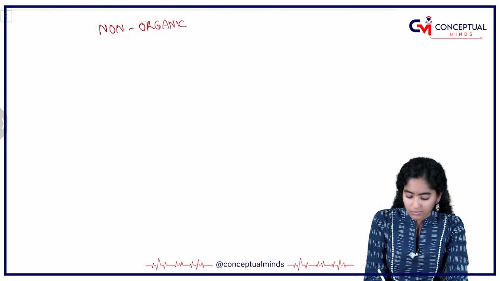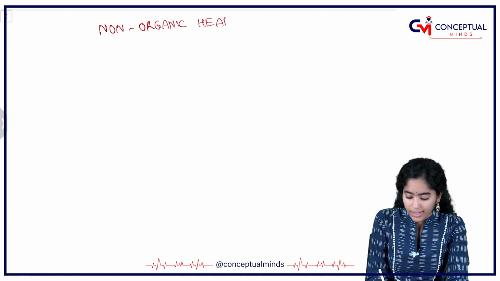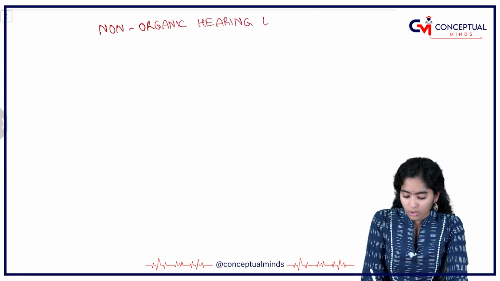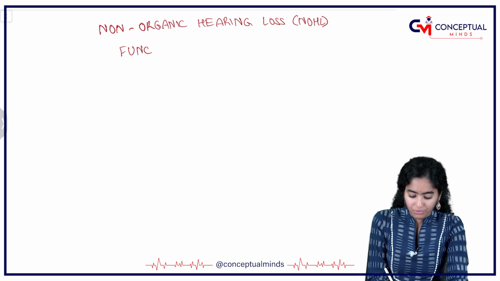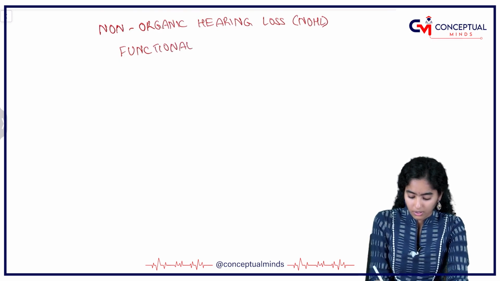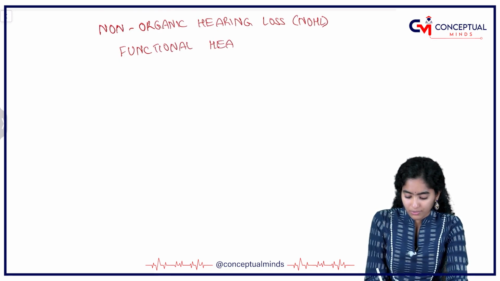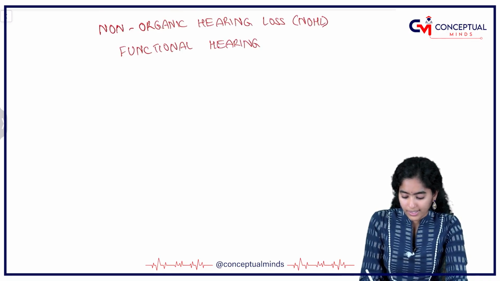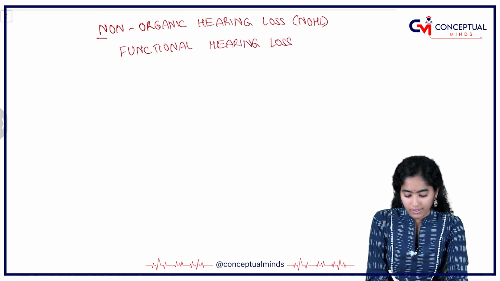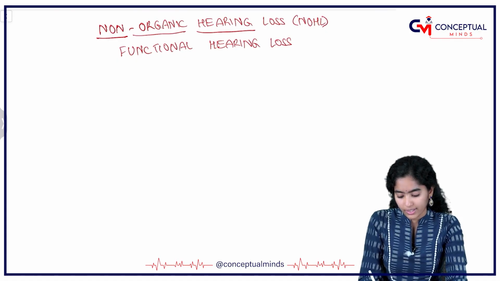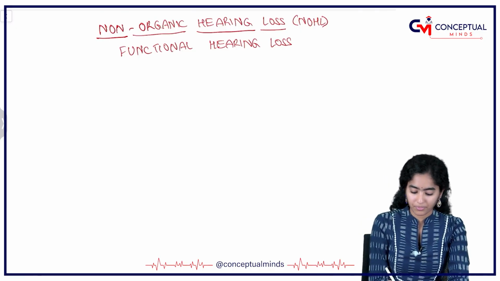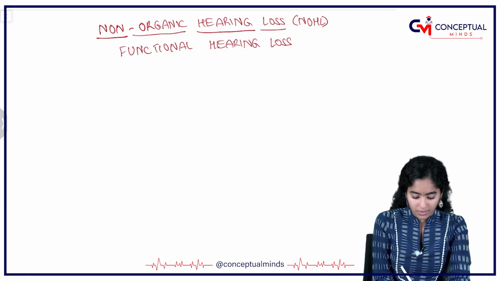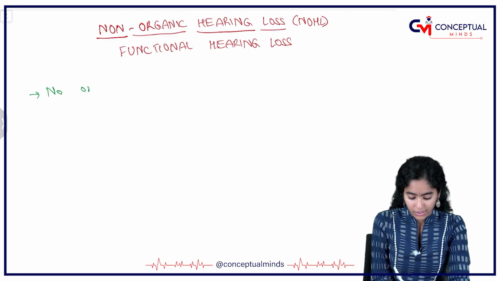Non-organic hearing loss, in short NOHL. It's also called functional type of hearing loss. And what is the most important feature? No demonstrable lesion, either anatomically or physiologically. Nowhere in the pathway there is a defect that can be demonstrated. There is no organic lesion.